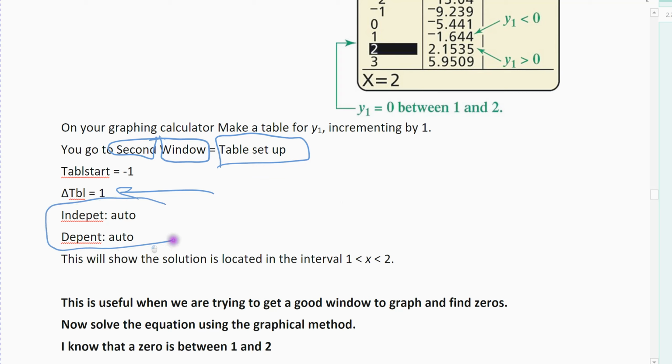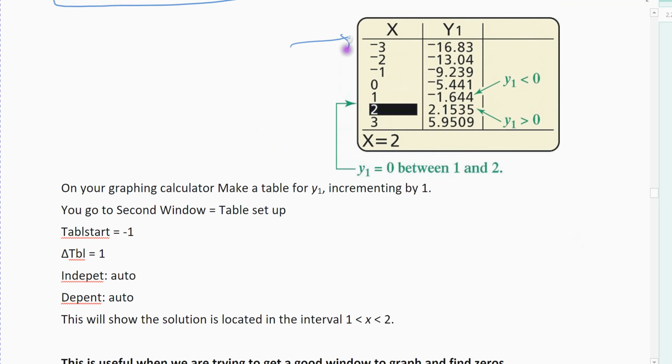Right. Leave these on auto, so those should say auto, and then it'll give you the table. And so if you set it up this way, it'll show you a very similar table. Actually, it'll start at -1. Mine started at -3, which is how I set mine up. Yours will start at -1, and it'll show you more values there.